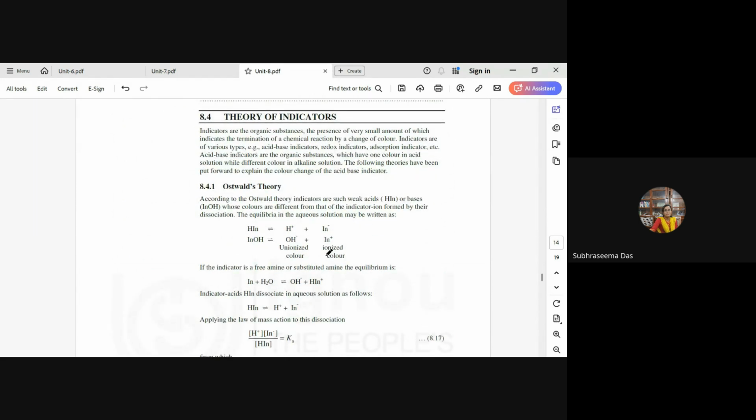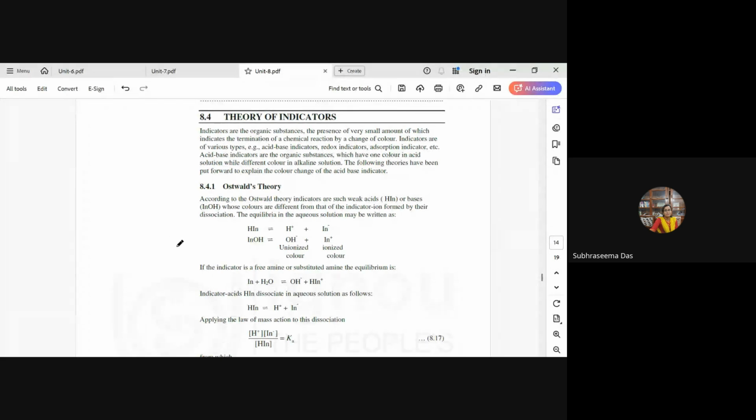Now coming to indicators. We know that indicators are organic substances which indicate a change in a chemical reaction by a change in color. Indicators are of various types. They might be acid-base indicators, redox indicators, or adsorption indicators. Acid-base indicators are organic substances which have one color in acid medium and a different color in alkaline medium. The following theories have been put forward.